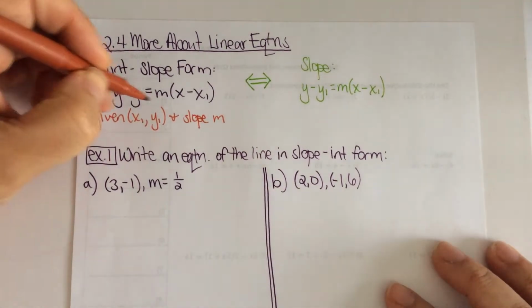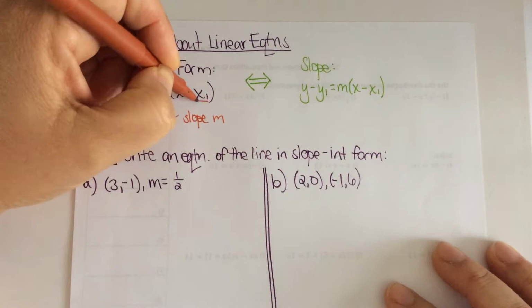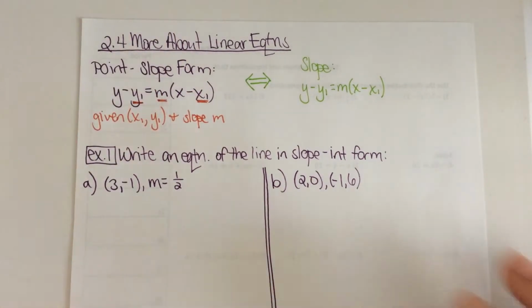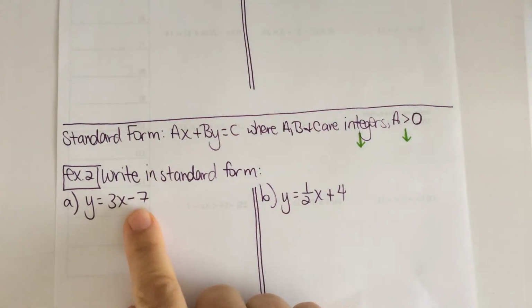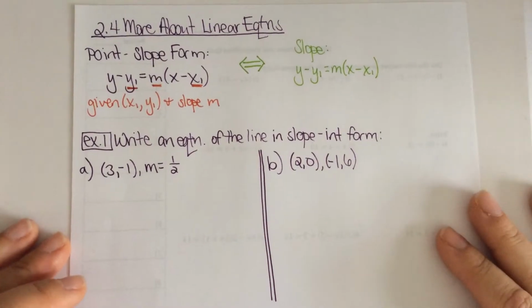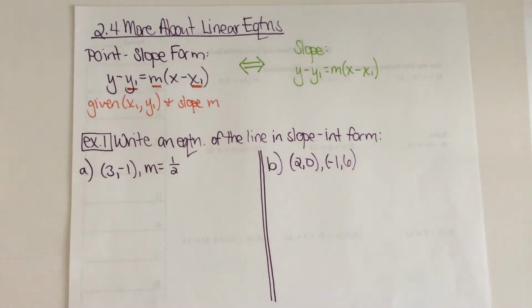Okay, so we substitute in for the y1 and the x1 and the m, and we leave the y and the x alone because we're used to seeing equations with y's and x's, right? We're going to do examples of this, so don't worry. I just want to point out that this is exactly the same as the slope equation.